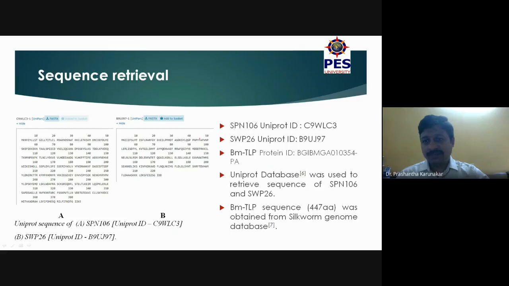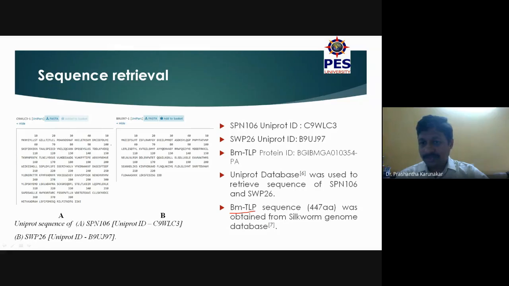First, we retrieved the sequence from the UniProt SwissProt, and this is SPN 106 having 384 amino acids. This is the SWP 26 having 223 amino acids. And one protein that I mentioned is the BMTLP, bomb-exploded turtle-like protein, which is quite a big protein having 447 amino acids. And this protein sequence is not available in the UniProt. We obtained the sequence from the silkworm genome database. So we may need to use other databases sometimes to collect the data.